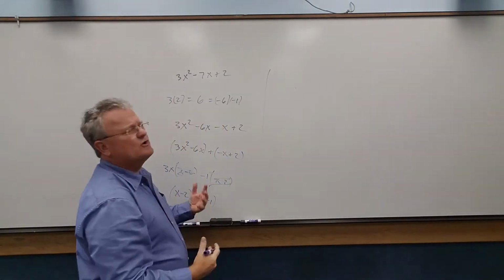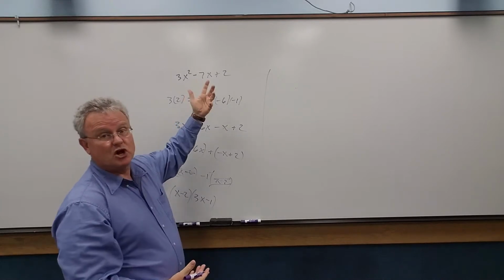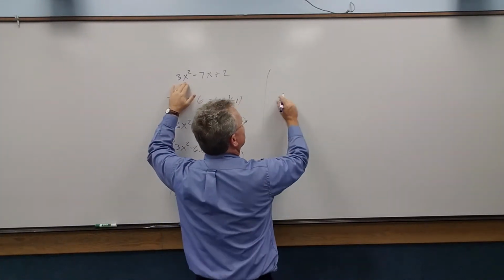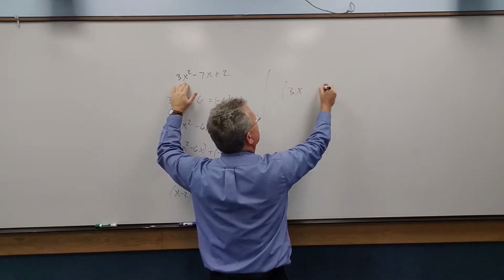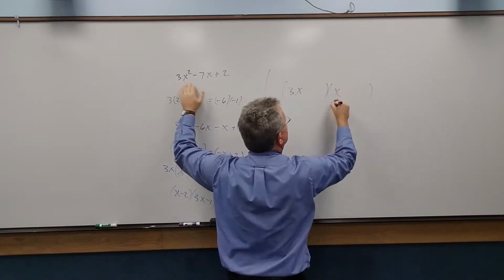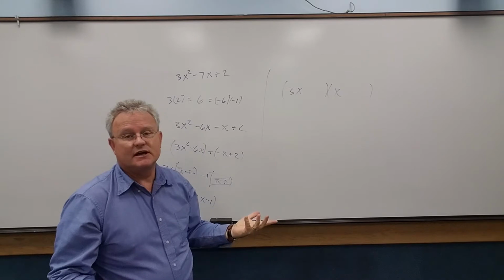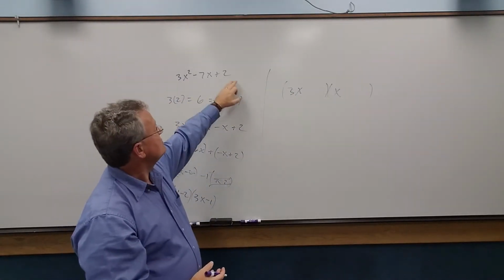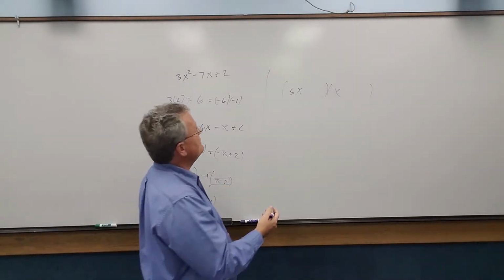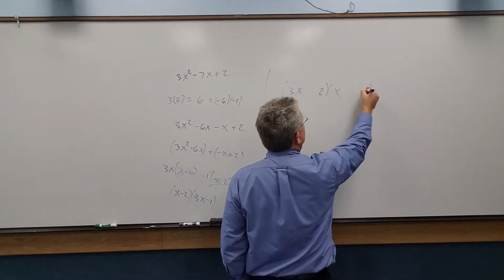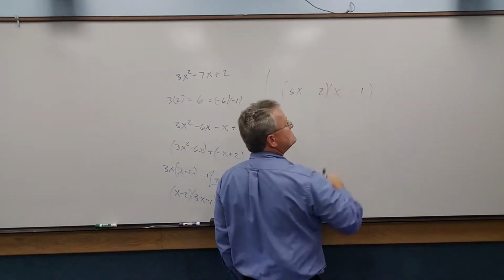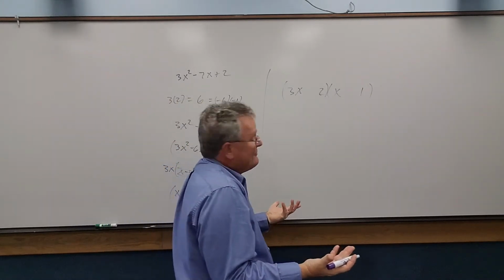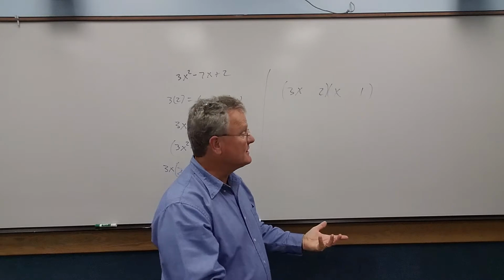Now let me just show you another way. We could do this by what's called trial and error. So to get 3x squared, one way we could write this is 3x times x. These multiply to 3x squared. Now the question is how do we get 2? Well, we could get 2 times 1 or 1 times 2. Let me start with this one and see, again, this is trial and error.